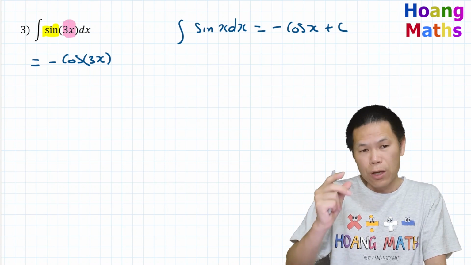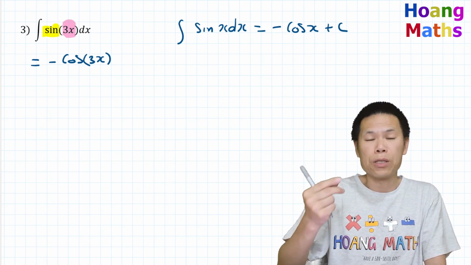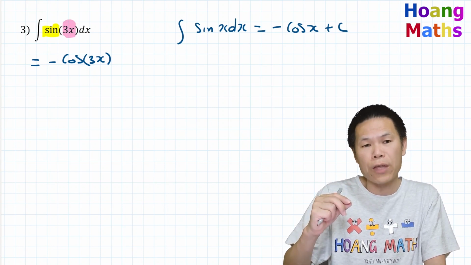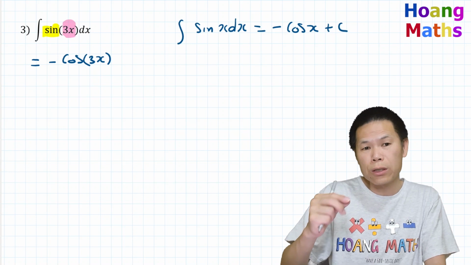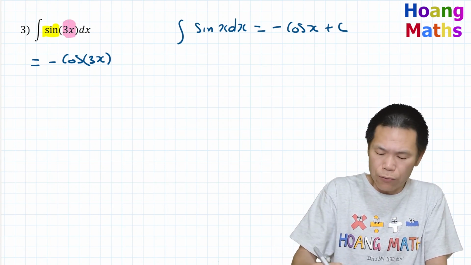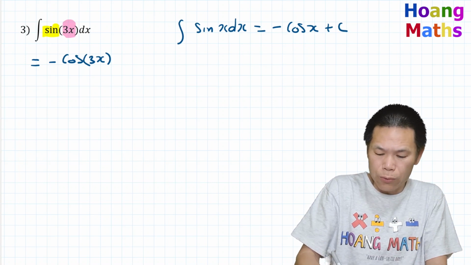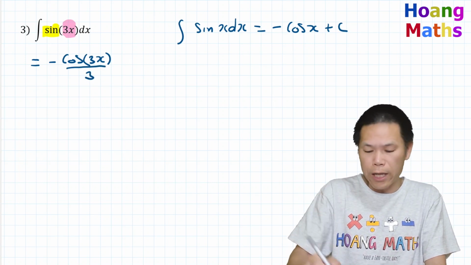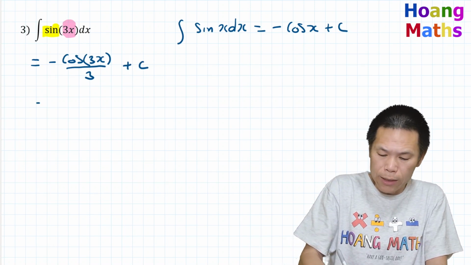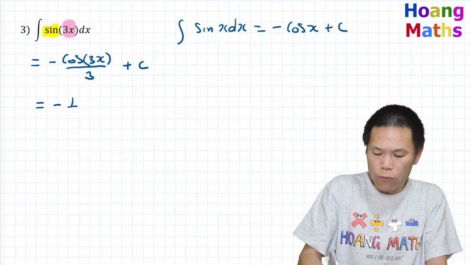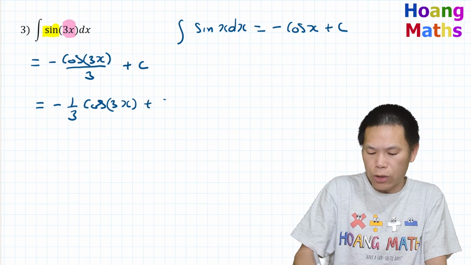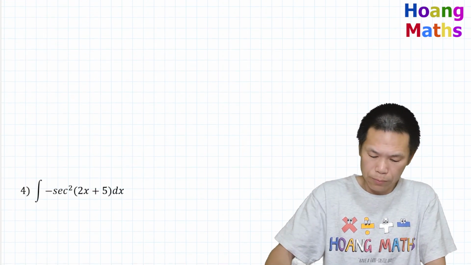So instead of times, we divide, because we do the opposite of differentiation. When you differentiate trig, we multiply by the derivative of the angle. But when you integrate trig, we divide by the derivative of the angle. The derivative of the angle is 3, so we just divide by 3. And don't forget, we need to add a constant. So there you go. This is exactly the same as negative 1 over 3 cos of 3x plus a constant.